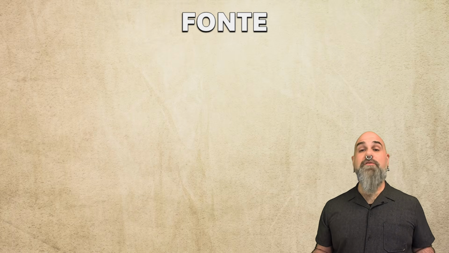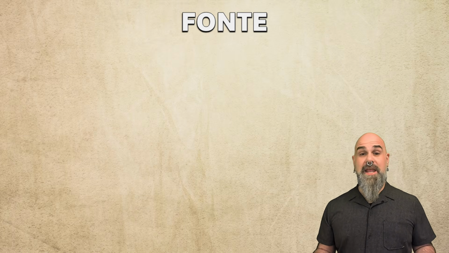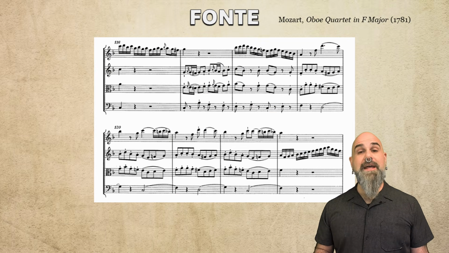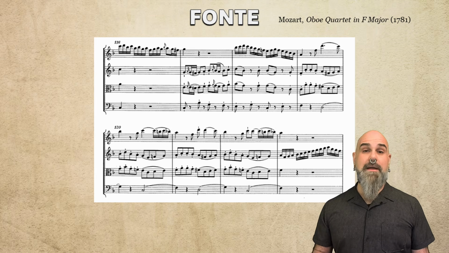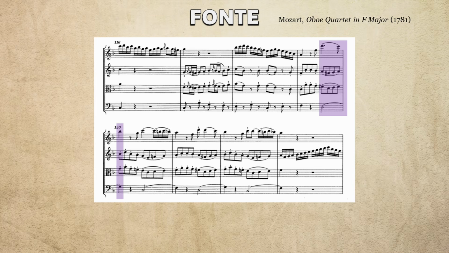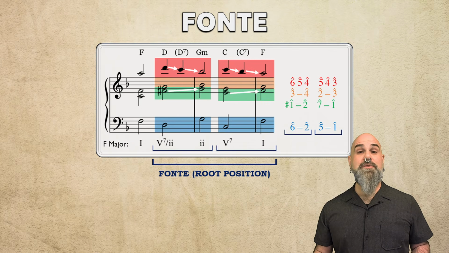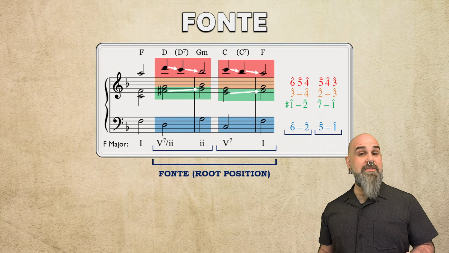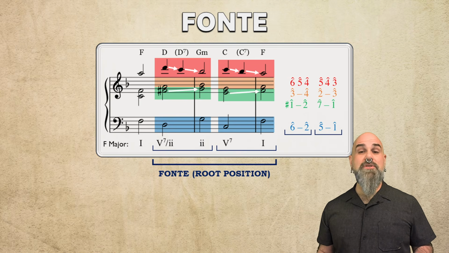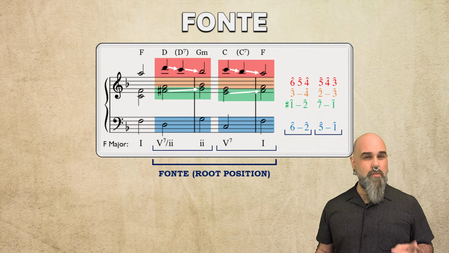You'll hear the Fonte all over Mozart's music, and the voices can be in any order. Here it is in his oboe quartet in F major, this time in root position, repeated twice, back to back. This is nearly identical to what we just heard in Eine Kleine Nachtmusik. The melody resolves the chordal sevenths again, but this time the leading tone resolutions are in an inner voice, while the cello just plays the root of each chord. It's a root position Fonte.